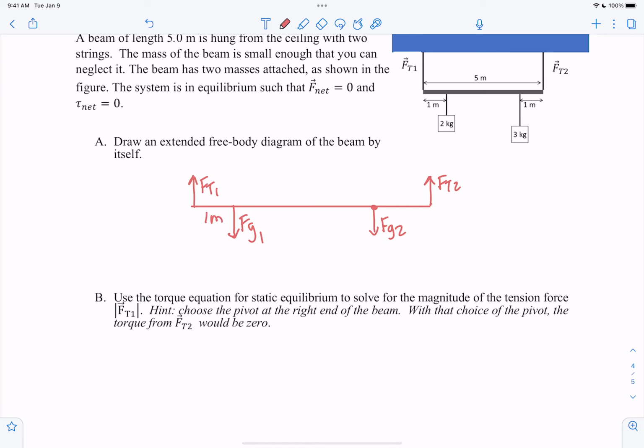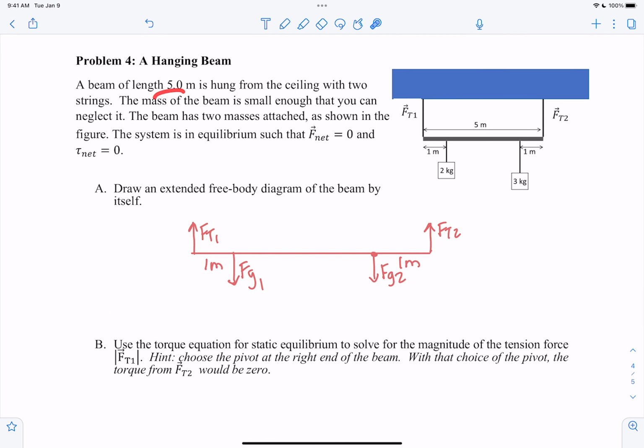This is 1 meter away. This is 1 meter away, basically. And then the entire length, like they said, is 5 meters.